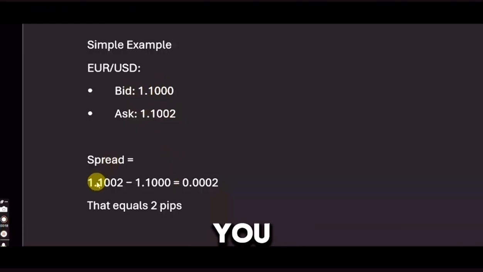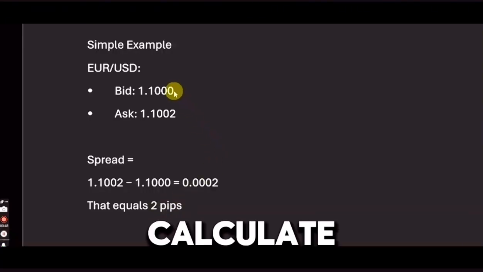So when you subtract the bid price from the ask price, it will give you 0.0002. This is for 4-digit currencies. And when you convert it to pips using the formula that I just told you in this video, you get 2 pips, which means when you enter this particular trade, you are already in 2 pips loss. So that's why it is very important to know how to calculate your pips.